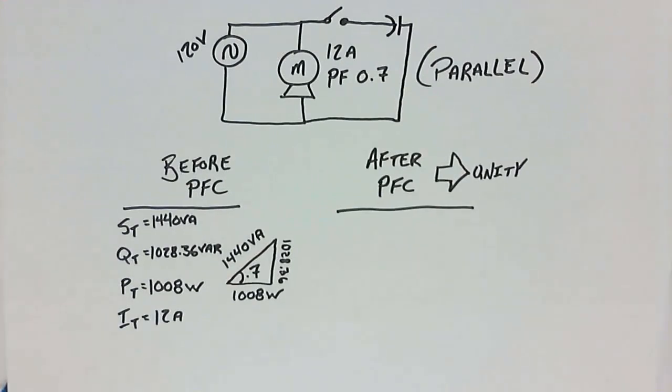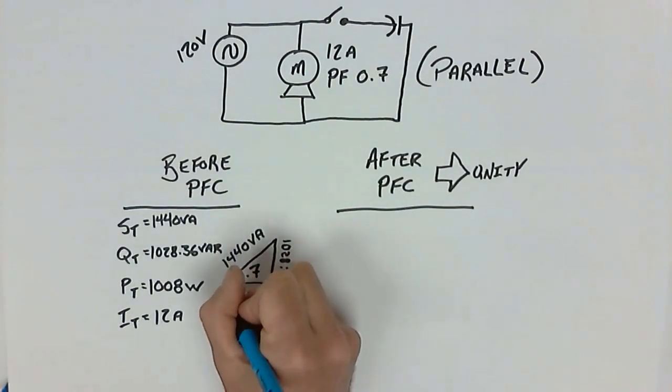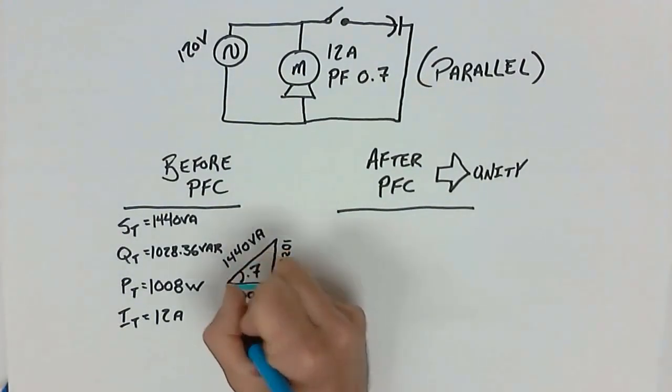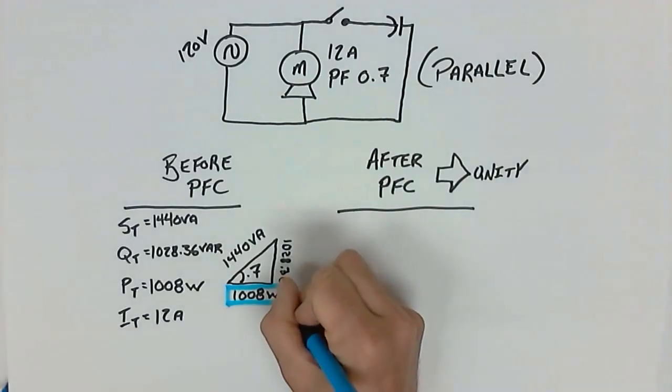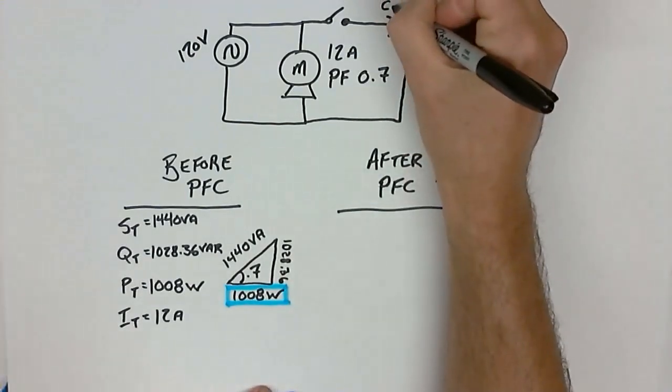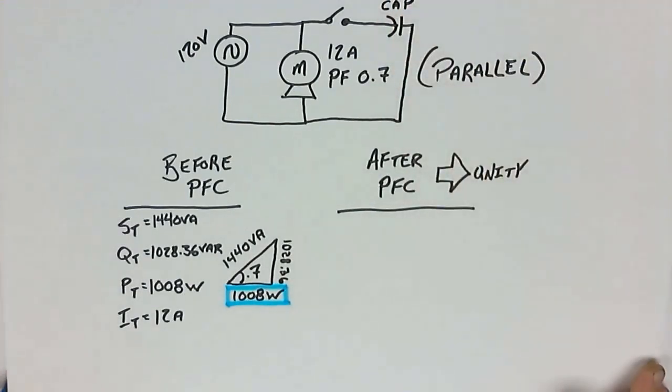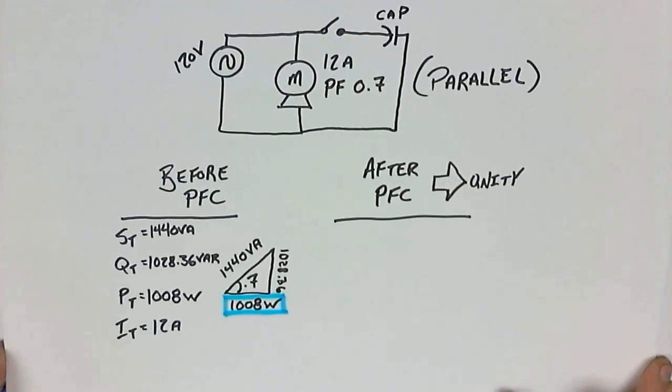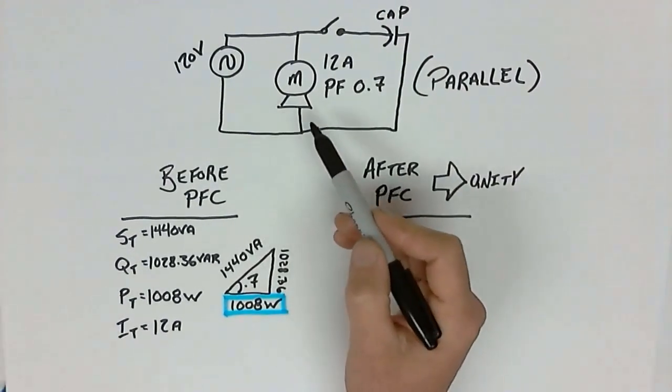Well, when we are looking at before versus after, there's one key piece of information that we will always transfer or take with us to the after or new calculated value, and that's right here. The watts. The watts of the motor are not going to be affected by the application of a capacitor. And that's because the capacitor has no watts itself.